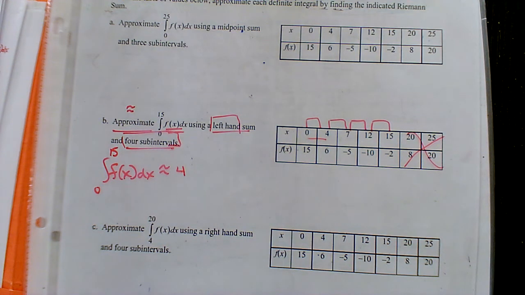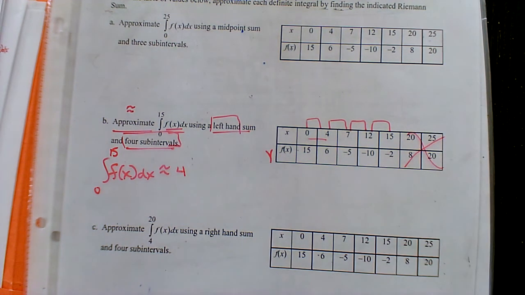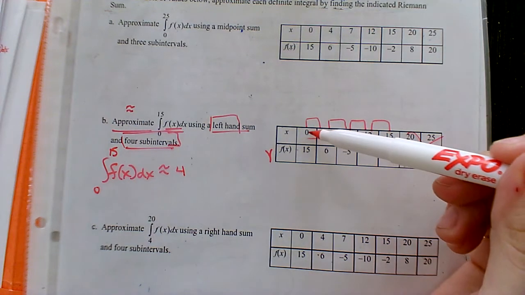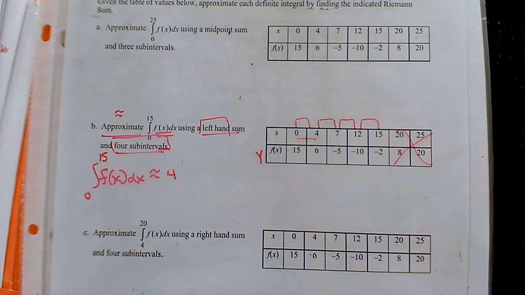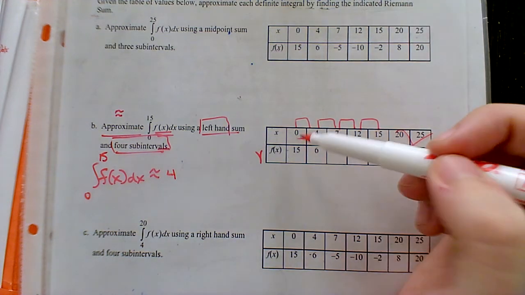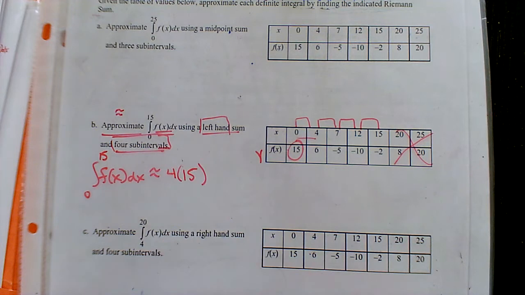What do you think? Yeah? 15. The 15, right? Okay, height, aka y value, like how tall the y values go up to. From 0 to 4 is the base, but 15 and 6 are the heights. And the one on the left-hand side is the 15. So we need 4 times 15. So there's the area of our first rectangle.